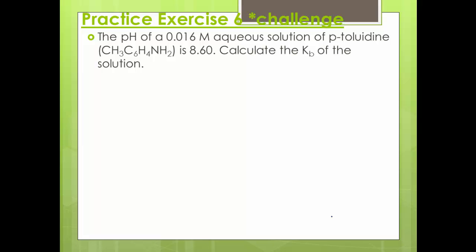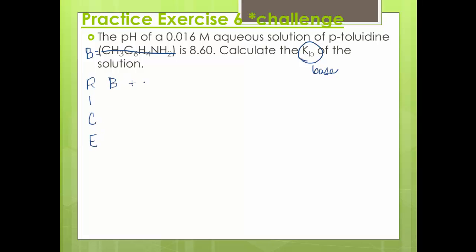And this one is a little bit of a challenge. It's just presenting different information, so we're going to have to think a little bit more. So the pH of 0.016 molar aqueous solution of p-toluidine, and we have this crazy formula, is 8.6. Calculate the Kb of the solution. Kb of the solution is telling me that this is a base. Okay, I'm going to be a little lazy, and I'm not going to write all this stuff out over and over again. I'm going to call this B for base. Okay, so these two things are now equivalent. So I'm going to set up my RICE table, because that's just always a good starting point.